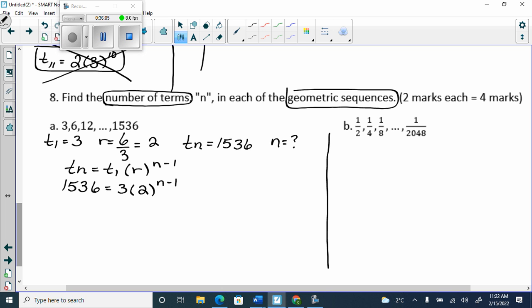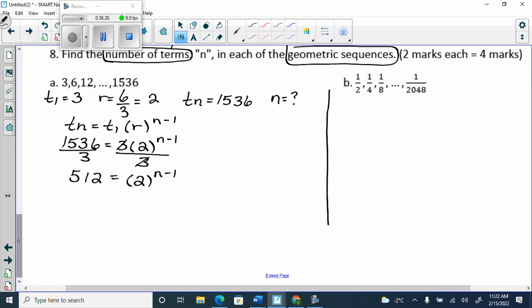Okay? And in grade 12, we do the same thing. We do common base again. So if you join these and it's a 6, I don't have to mark the rest of your work because it's going to be wrong. Okay? So the first thing you're going to always do is divide that number over. So we divide by 3. And we get 512 equals 2 to the n minus 1.